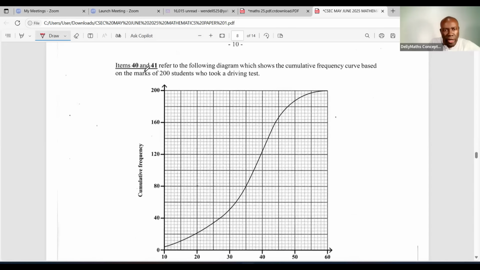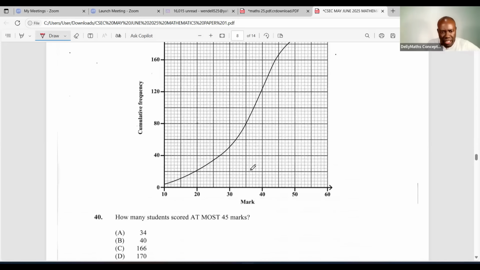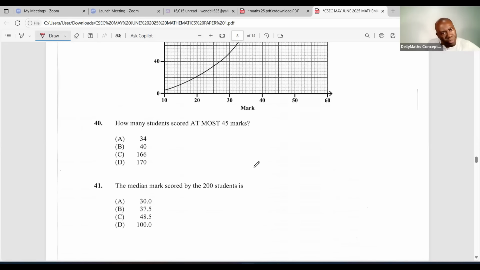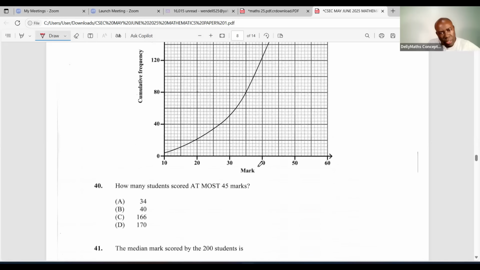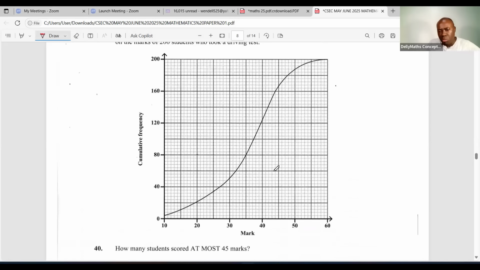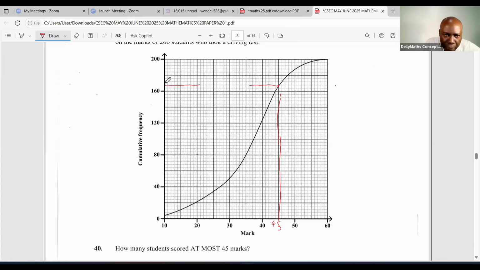All right, so 41 and 42 refer to the cumulative frequency curve of 200 students. That is crucial. How many students scored at most 45? At most means 45 or less. So 45 is right here. We follow this line, go up. This line takes me to right here, and then we go across and read off right here.